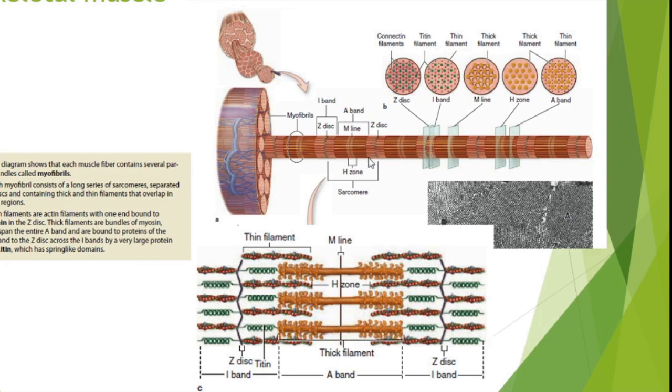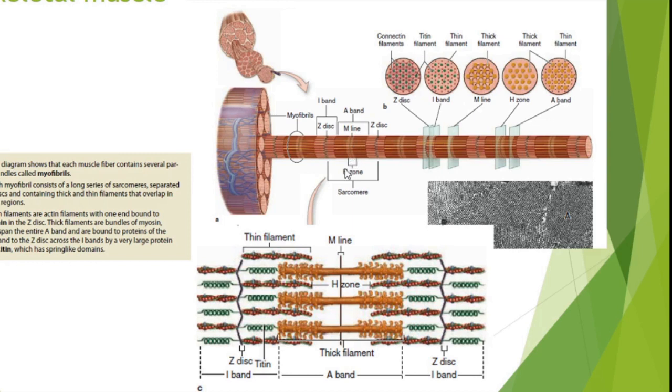Next, we have the H-zone na nasa gitna ng sarcomere. So, ito yung H-zone na tinatawag. At sa H-zone ay hinahati ito ng M-line. M-line. So, ang H-zone natin ay hinahati ng M-line.